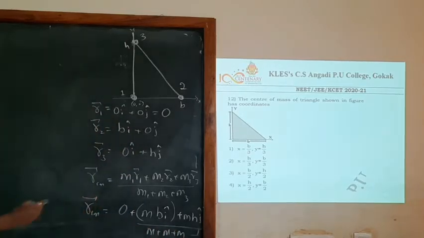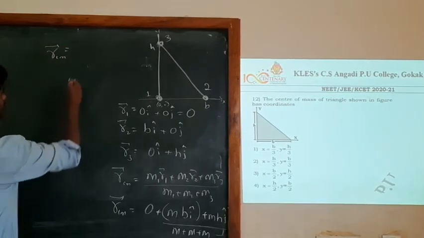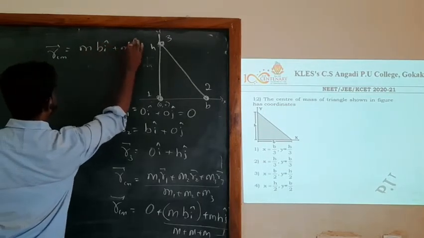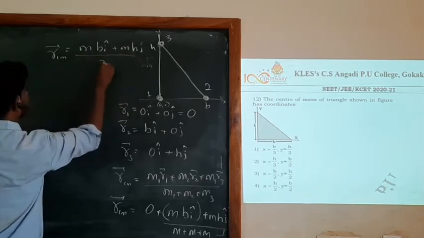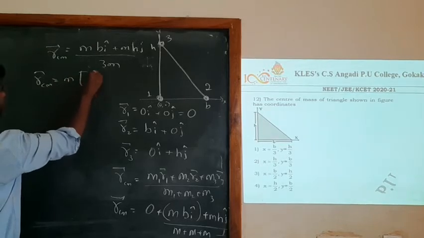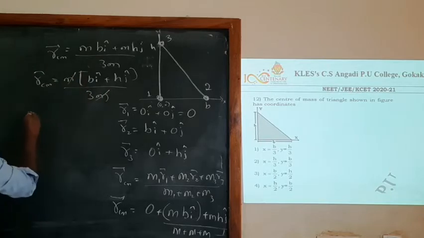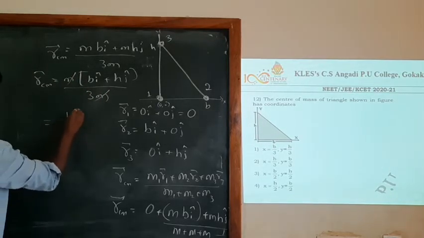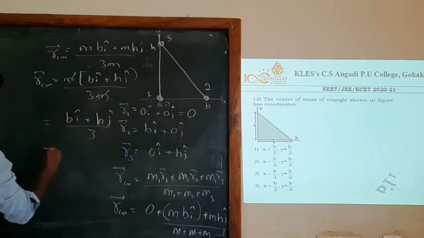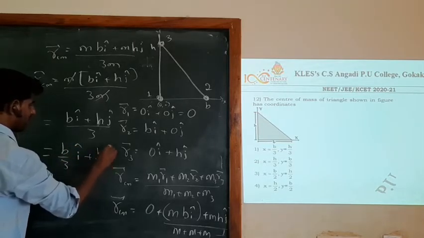Okay, so here the next one, R_CM is equal to m into b i cap plus m into h j cap, divided by 3m. Take the m common in the numerator. There will be m times (b i cap plus h j cap), divided by 3m. Now m gets cancelled. So this will be (b i cap plus h j cap) divided by 3. So you can also write it as b by 3 i cap plus h by 3 j cap.